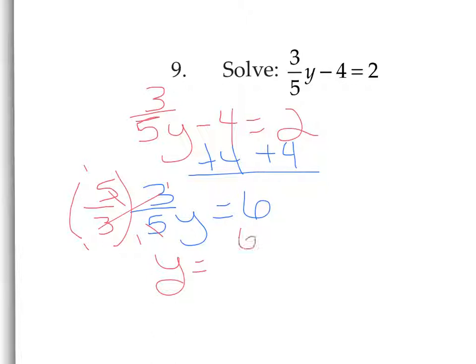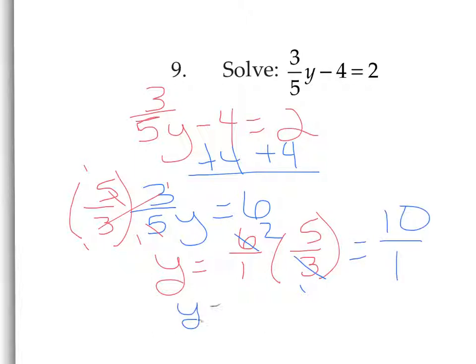So we're going to change it to 6 over 1 times 5/3. And you can cross cancel this 3 with the 6. They're both divisible by 3. And then you end up with 2 times 5 on the top, 1 times 1 on the bottom, which is 10 over 1, or y equals 10.